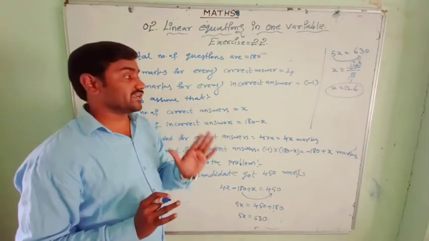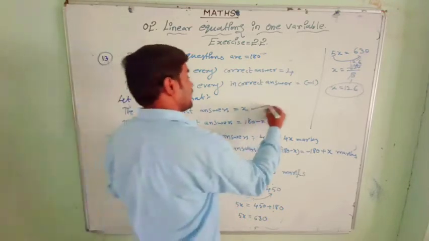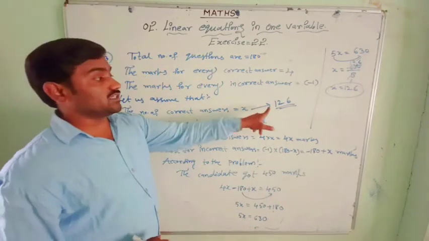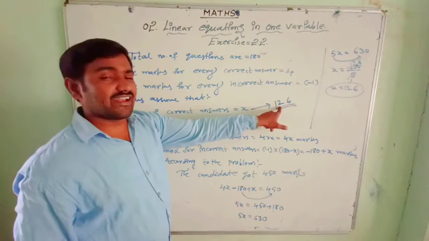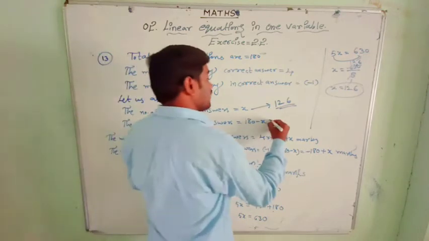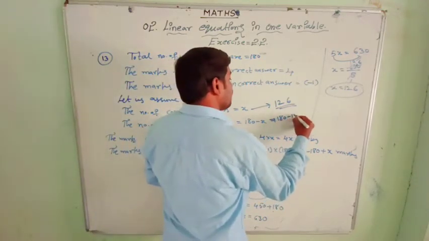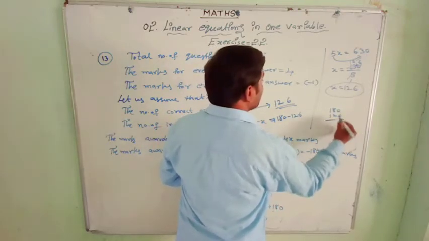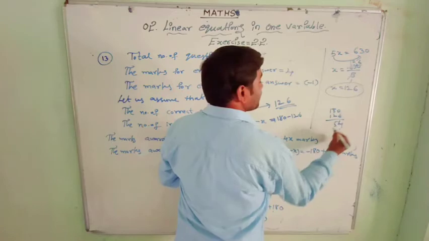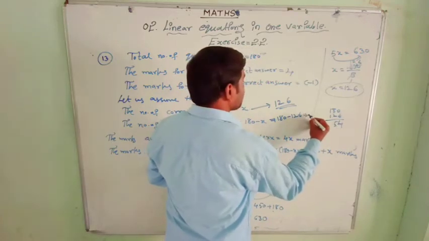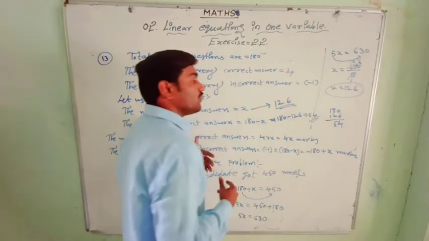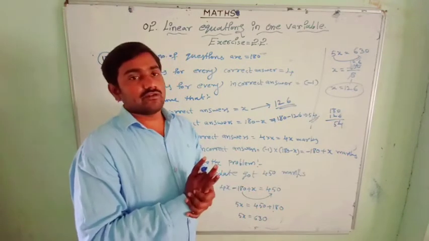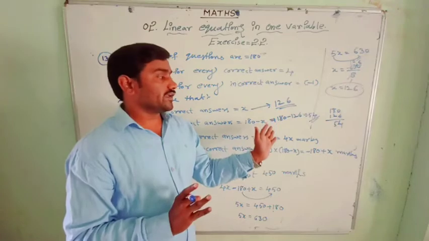Then how many questions are incorrect? The number of questions they have written correct is 126. How many have they written wrong? 180 minus 126, that is 54. 54 questions they have attempted incorrectly.